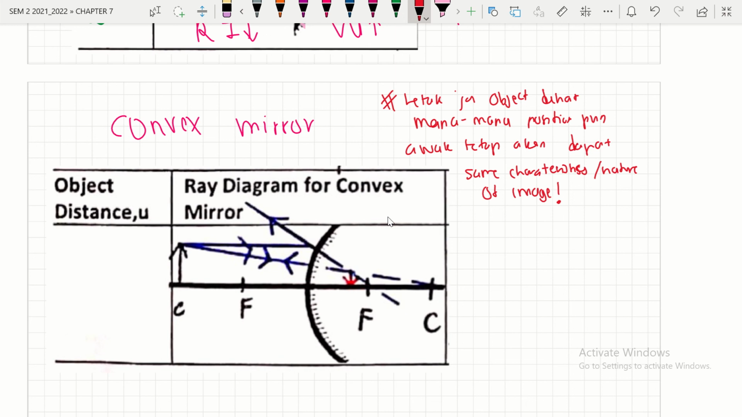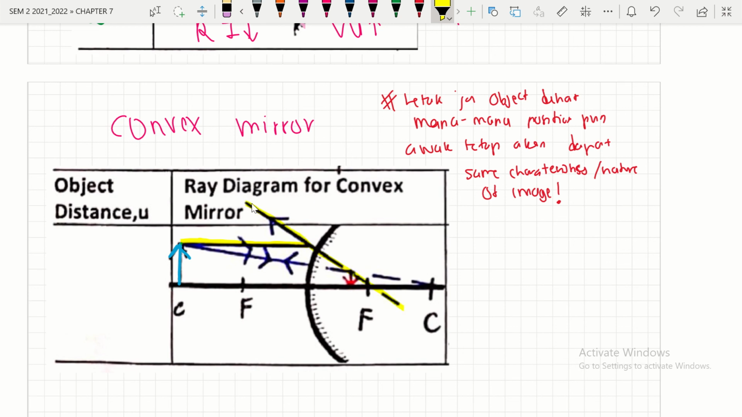So first thing first, ni convex mirror. So remember, convex mirror dia macam ni bentuk dia ya. And then awak kena lukis dulu awak punya focal point dan juga center of curvature. Dah bila dah lukis, awak letak je lah awak punya objek kat mana. Contoh Miss letak kat sini objek Miss. Okay, so bila Miss letak kat sini, Miss akan lukis Miss punya ray diagram. So ray diagram pertama Miss yang Miss akan lukis adalah ray parallel to the principal axis and dia akan reflected through the focal point and to the focal point.